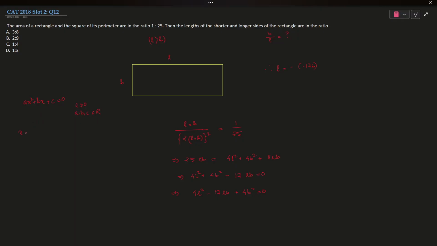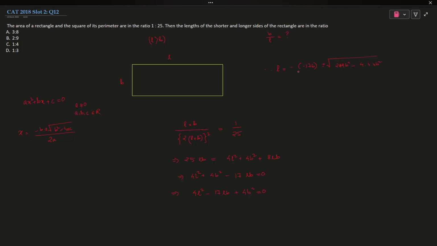Then x is given as minus b plus minus under root of b square minus 4ac by 2a. I will use the same formula. This is known as the quadratic formula. So L is equal to minus b plus minus under root of b square, so 17 square is 289, 289 b square minus 4 times a into c. A is 4. C is 4b square.